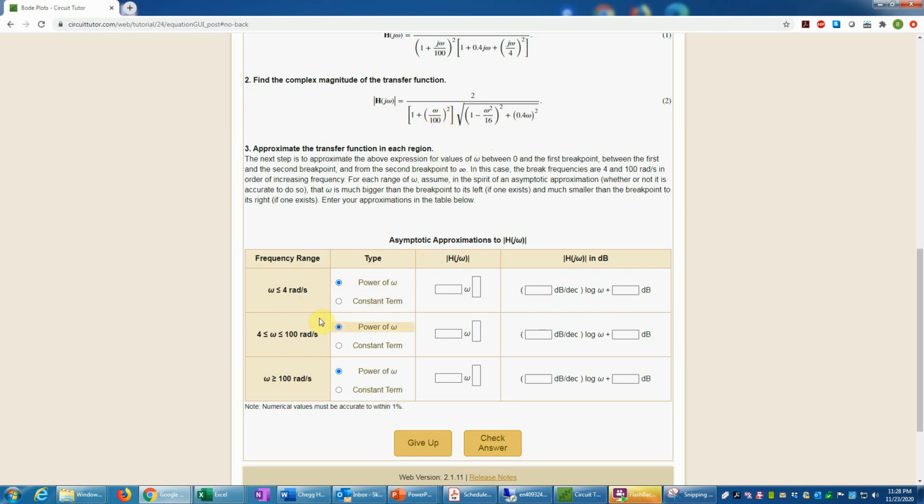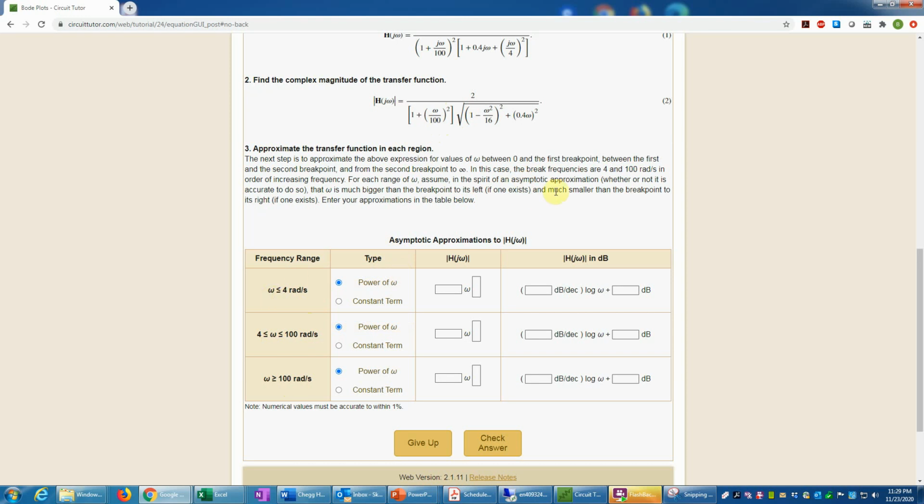And so now we're going to approximate, for example, for omega much less than 4, then omega between 4 and 100, and omega much greater than 100. So for omega much less than 4, we look at this and see how we can approximate it. If omega is much less than 4, then it's obviously also much less than 100. So basically the omega over 100 will be very small compared to the 1. So we basically just take that whole term and it becomes 1, so we can essentially neglect it. Okay, so that term is gone.